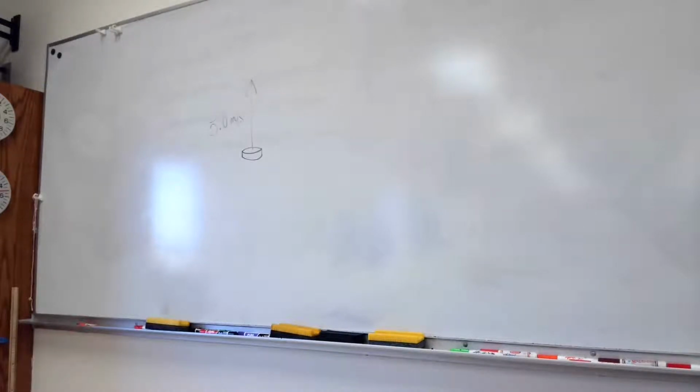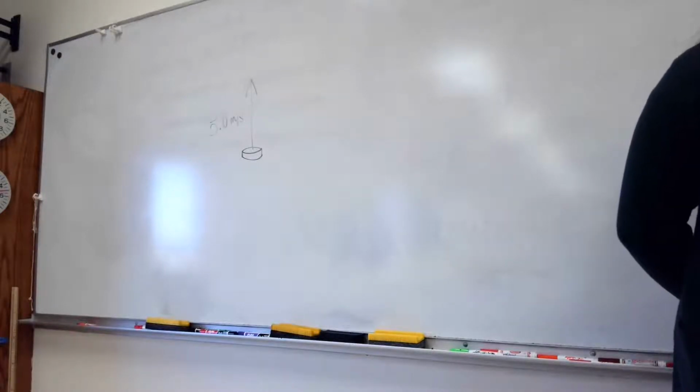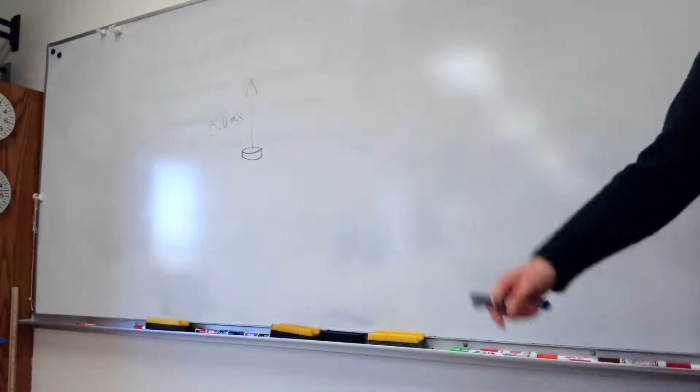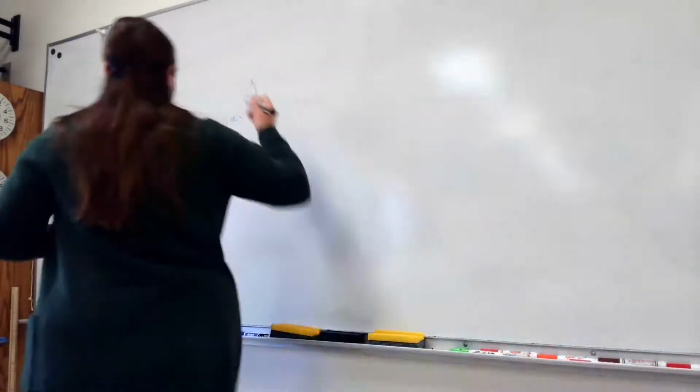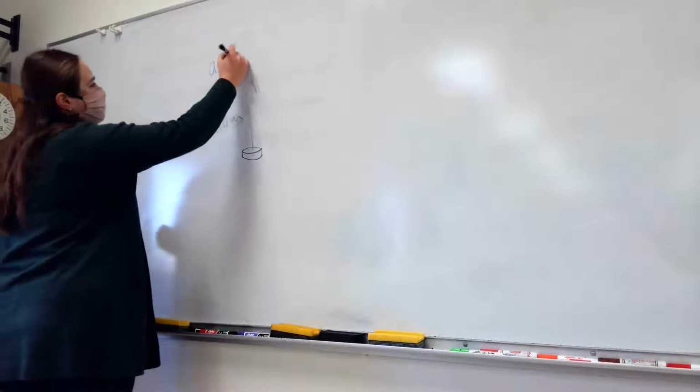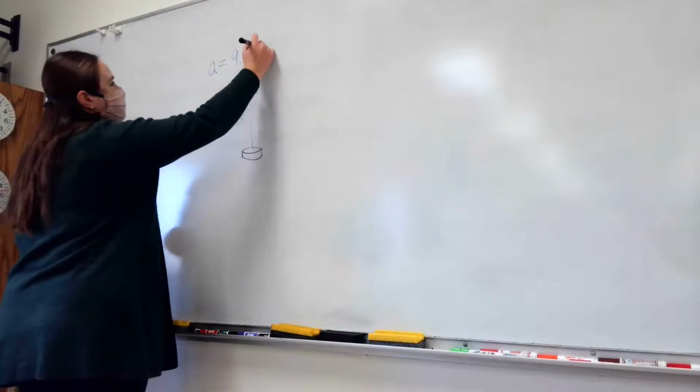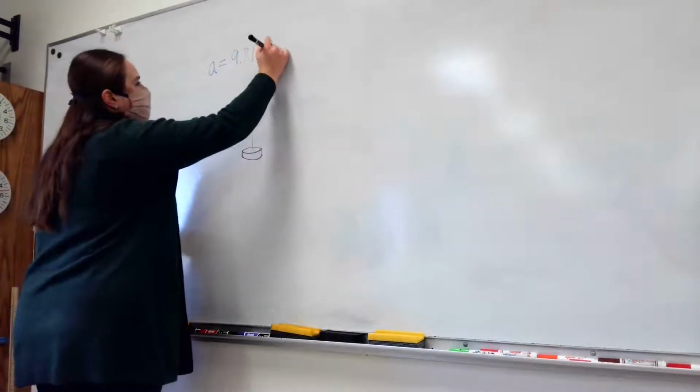The force of gravity. Not force. Acceleration. The acceleration of gravity. The acceleration of gravity is what's going to be slowing this coin down as it goes upward and then speeding it back up as it comes back down. So we probably need to know that. What is the acceleration of gravity? 9.81. So our acceleration is 9.81 meters per second squared.